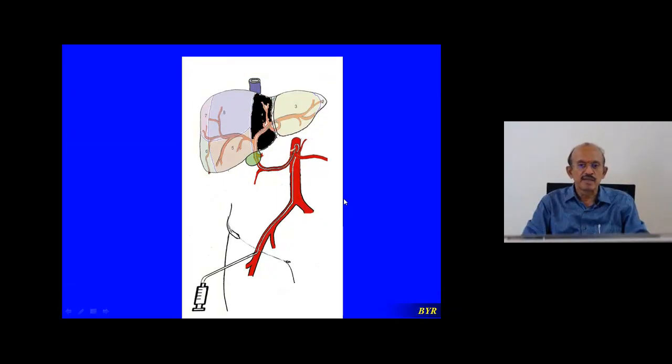For example, if the fourth segment is having the tumor with bleeding, then you pass the catheter into the fourth segment and block the fourth segment blood vessel by injecting one of those agents already described. Then the blood vessel supply is cut off and the bleeding will stop.